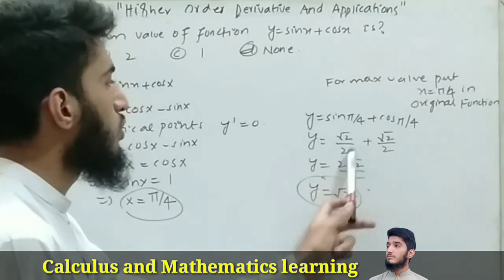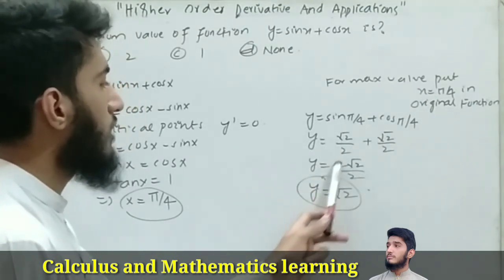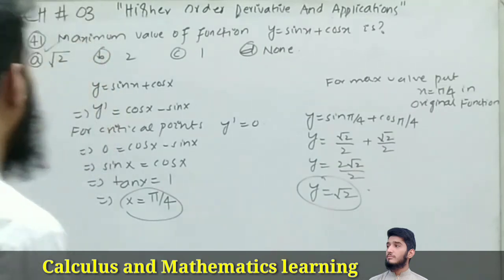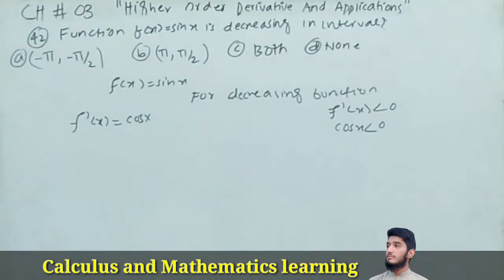Taking LCM, it becomes 2 root 2 divided by 2. Root 2 will cancel out with 2, or that is y is equal to root 2. So the correct option will be option number A. Now move to the next MCQ.